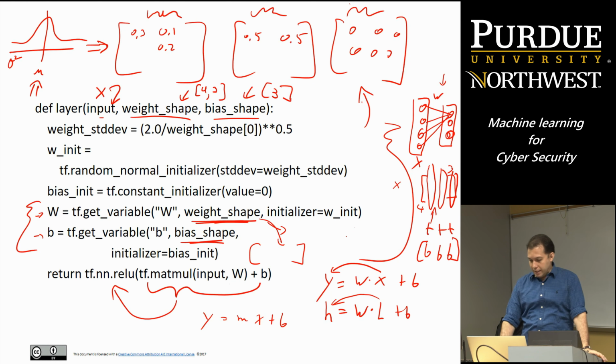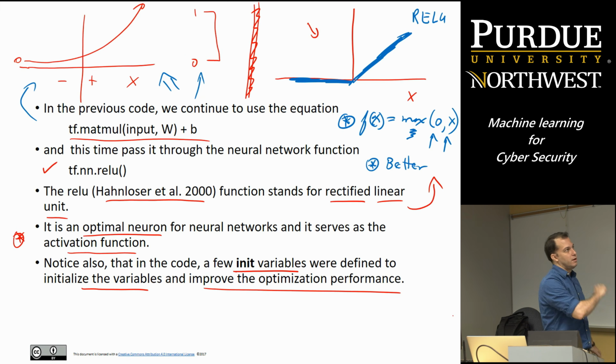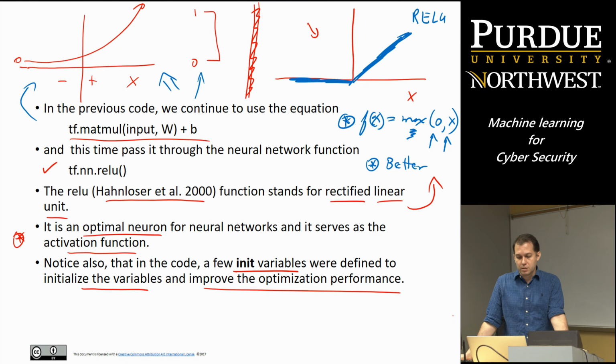And it has that shape, so I think I actually do have it in the slides. So yeah, there is a little bit about this. In the previous code, we continued to use the equation matmul, and this time we pass it through the neural network function tf.nn.relu. ReLU stands for rectified linear unit, and you can see the reference there, Hahnloser 2000. You can read that paper to get more insight into it. It's an optimal neuron for neural networks, and it serves as the activation function. And then also there's what I said about the init variables that we've defined to initialize and improve the optimization performance.